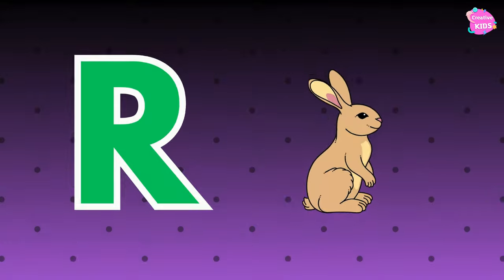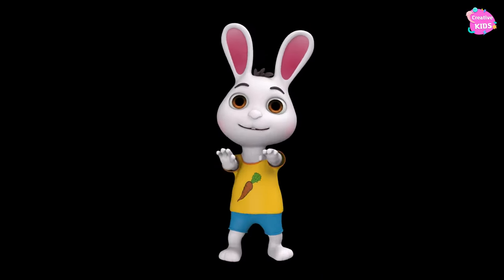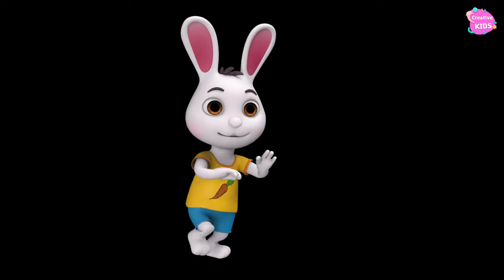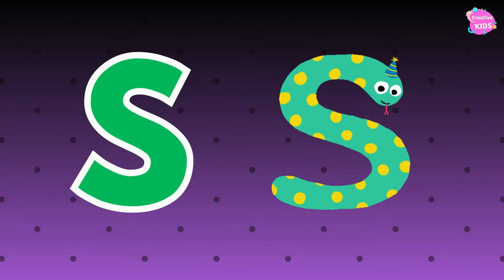Q q quail. Q is for quail. R is for rabbit. Ra ra rabbit. Ra ra rabbit. R is for rabbit. S is for snake. S snake.